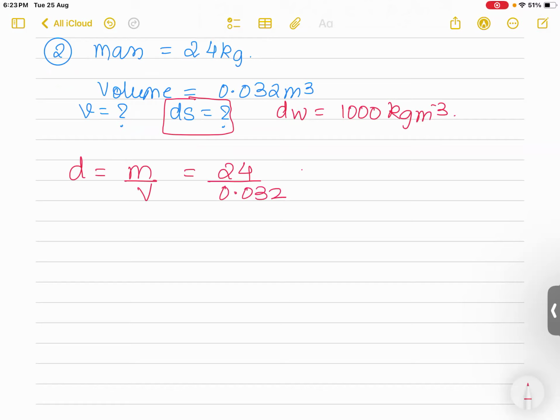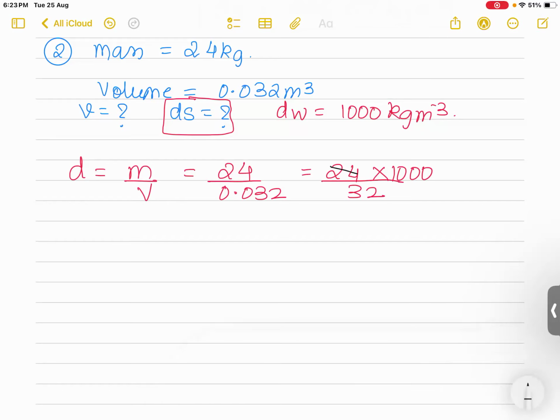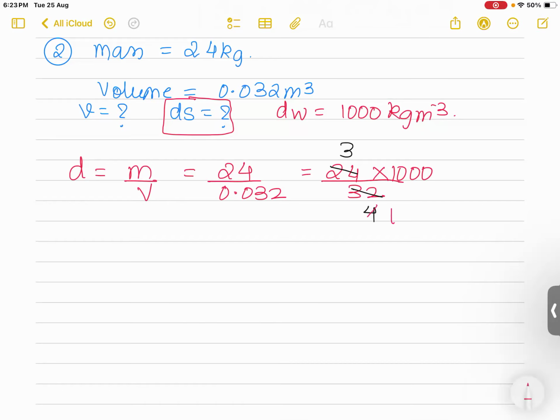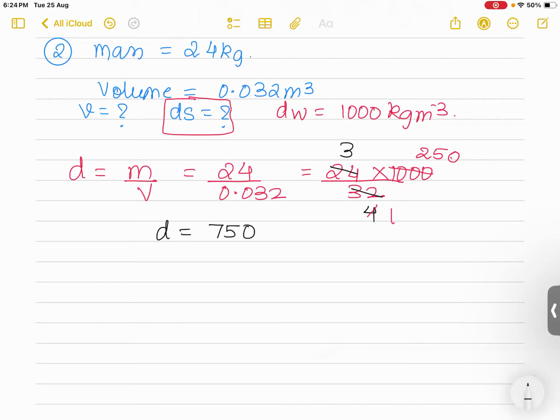So we will straight away get 24 into 1000 upon 32. I can solve this by cancelling 24 and 32. 8 threes are 24, and 8 fours are 32. Then 4 sevens are 28, and 25 fours are 100. So it's 750. So we will be getting the answer as 750. So we get density as 750 kg per meter cube as my answer.